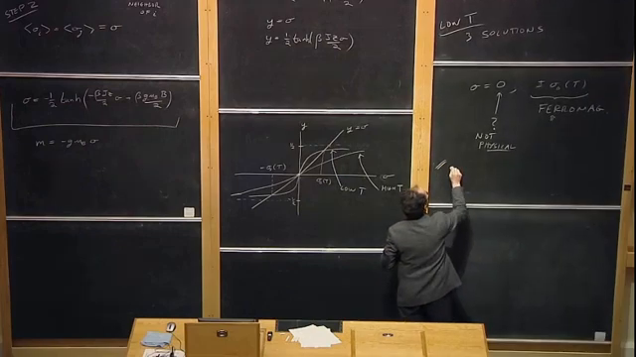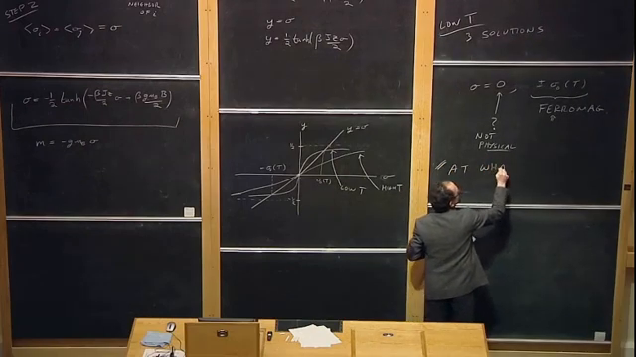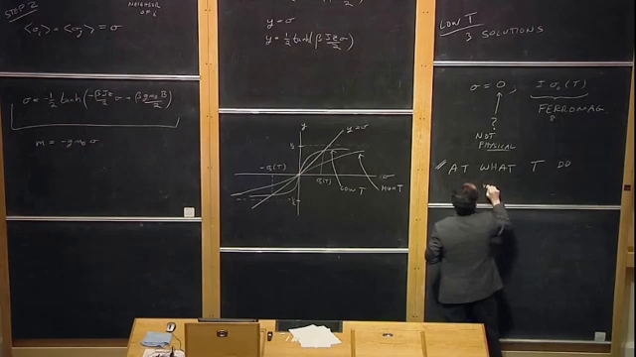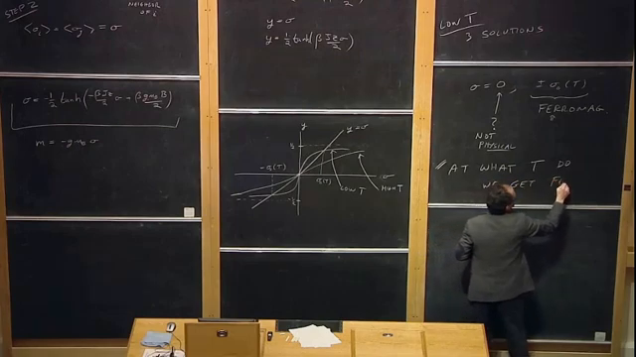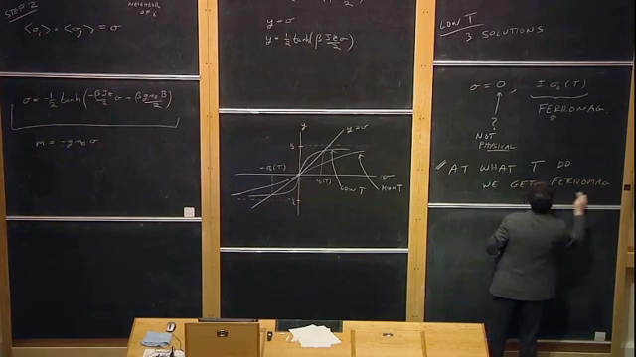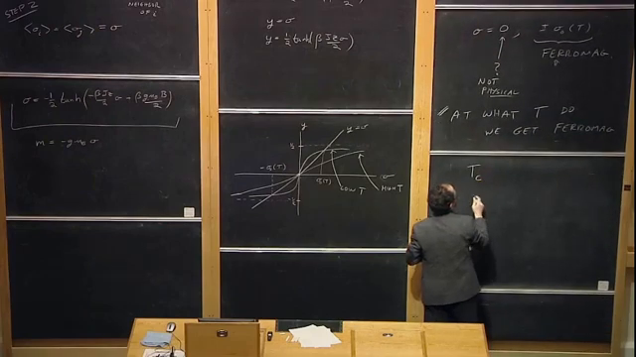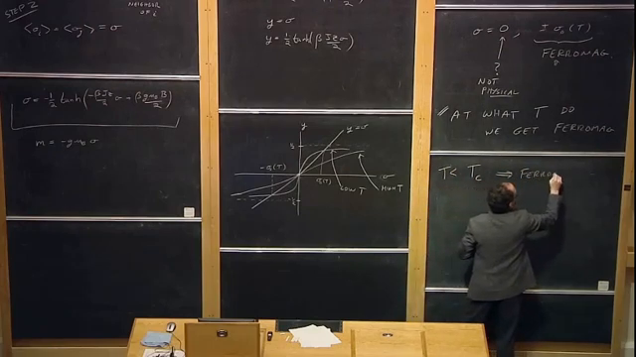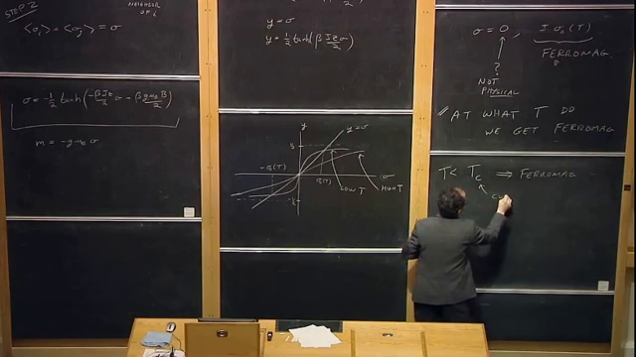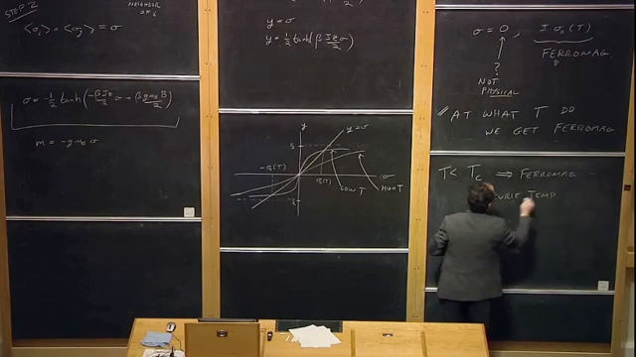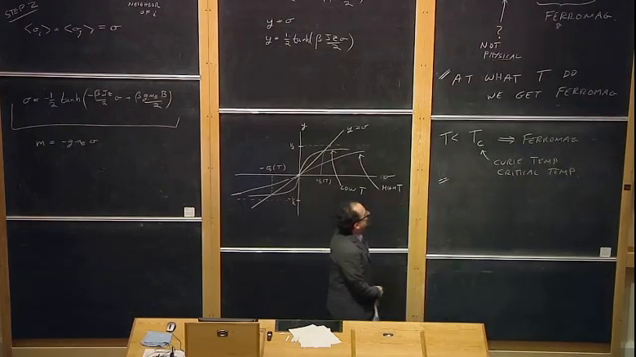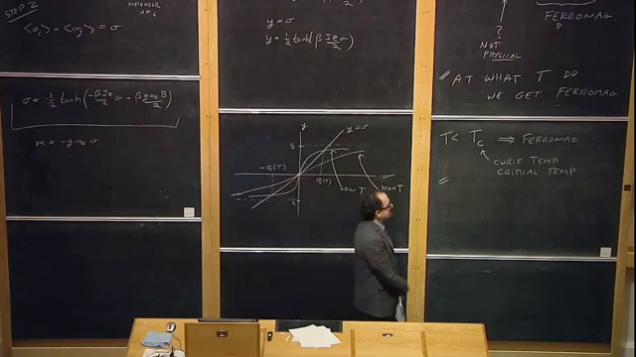So let's write that down. At what T do we get ferromagnetism? Well, there's actually a name for that. For T less than Tc, you get ferromagnetism. Tc is known as the Curie temperature, or the critical temperature, below which you have ferromagnetism. So we'd like to know, what is Tc?